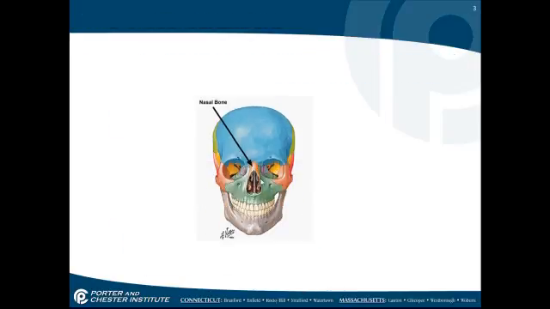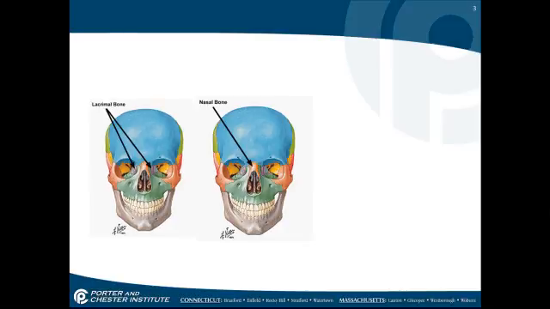Here's your nasal bone. There's two of them, a right side and a left side, and they're right at the bridge, what we call maybe the bridge of the nose. The lacrimal bones are tiny little bones found inside the eye socket area, the orbit area. There's one on each side, so there's a left and a right.